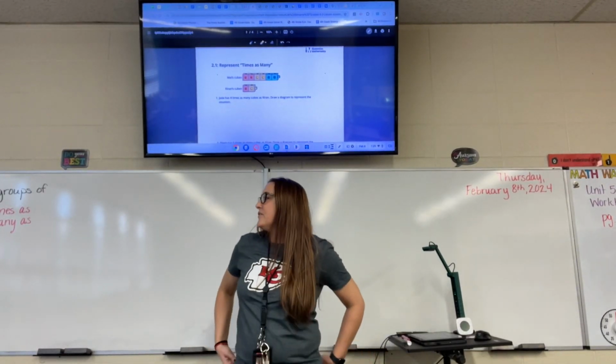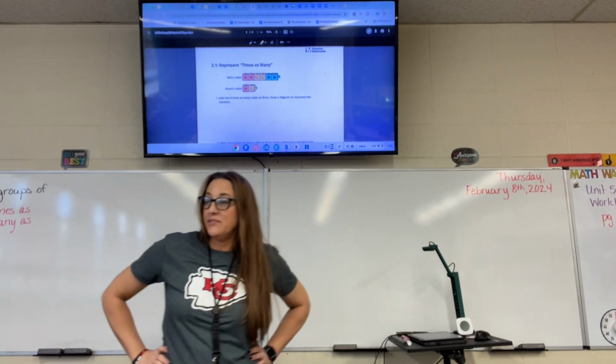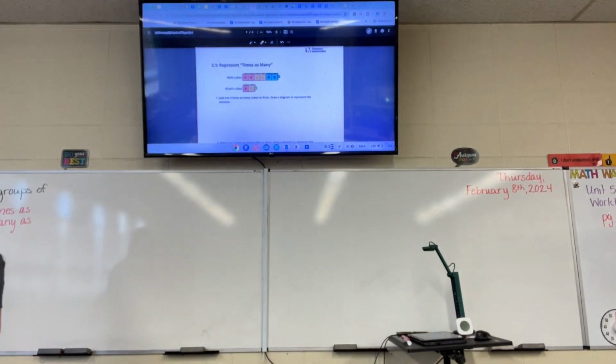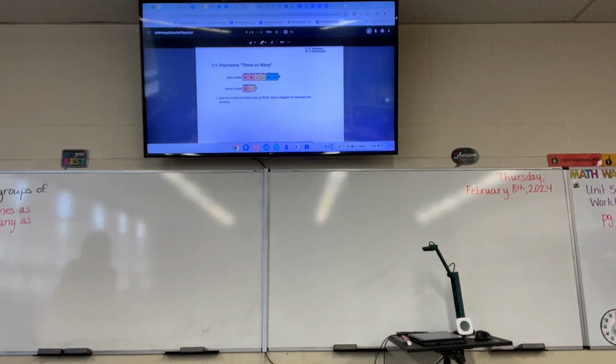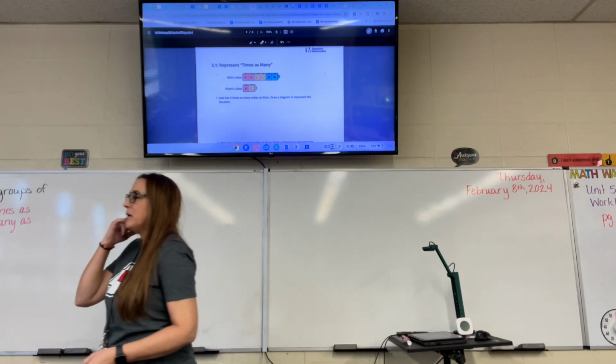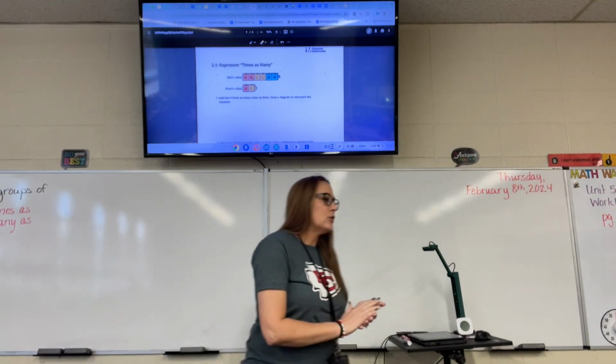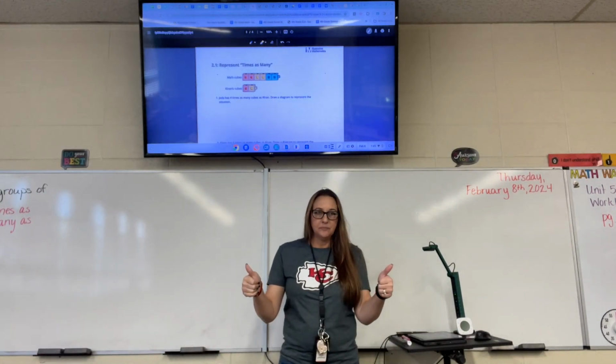Today we're doing lesson 5.2, interpret multiplicative comparison. That's a big word to say, multiplicative. Okay, so on page 13, it says represent times as many. So just a reminder, when we are doing times as many, or when you see the multiplication sign, you can read it as groups of or times as many as, okay?